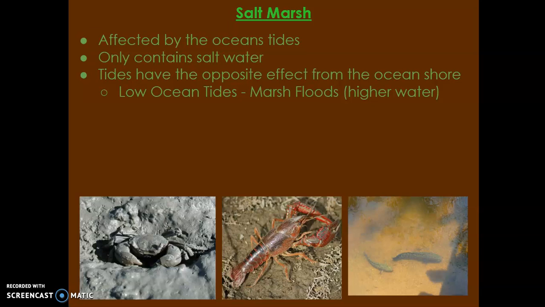So low ocean tides, the marsh floods, and this is when you would be able to canoe around the area. And of course, the opposite, when it's high ocean tides, or the water is higher up on the shore, that's when the marsh drains. So high ocean tides, the marsh drains, which means it's going to be lower water. And that's when you would be able to walk around and see the grasses.